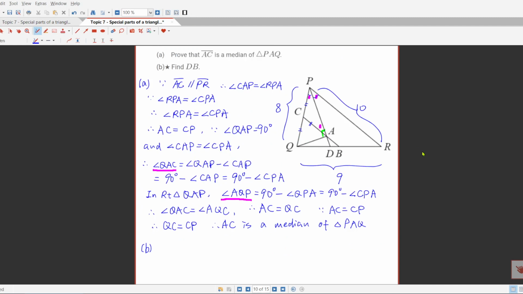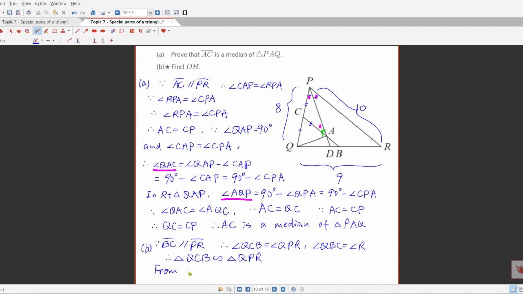And in the second question, we want to find the length of DB. Since BC is parallel to PR, we have angle QCB equals angle QPR, right? And angle QBC equals angle R. So we have two similar triangles. Triangle QCB is similar to triangle QPR, right?